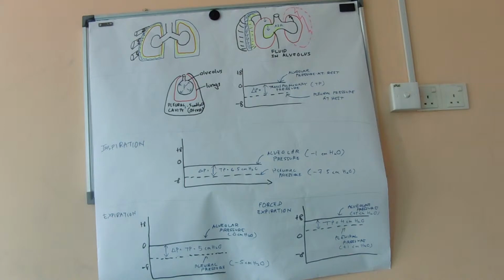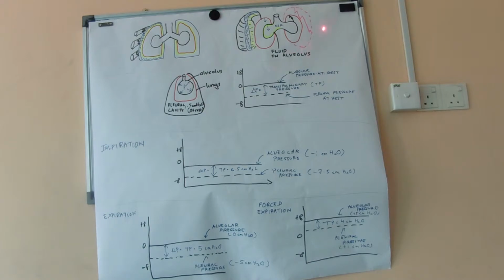This cavity is also known as the intrapleural cavity. The ribs are always attached to the parietal pleura. Okay, so that is all about this diagram.